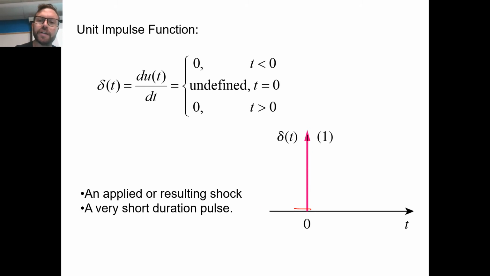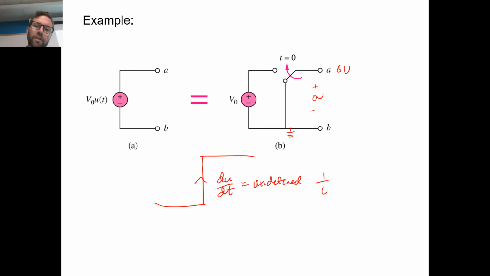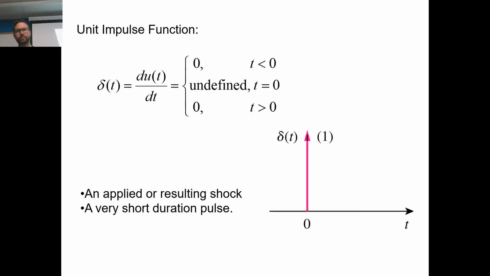So it's actually undefined. It's like infinite at t equals 0 because the unit step function, of course, increases, and du dt is essentially undefined. It's like 1 divided by 0, right? Like the 1 over 0. That's the rise over the run. So it's undefined, and then it's 0 for all time after that.